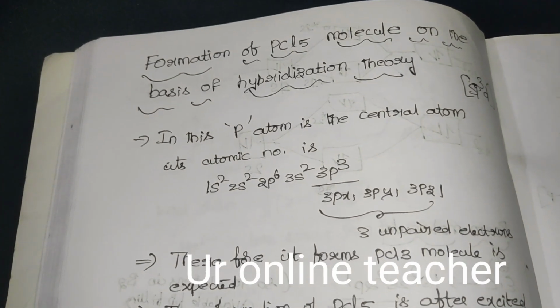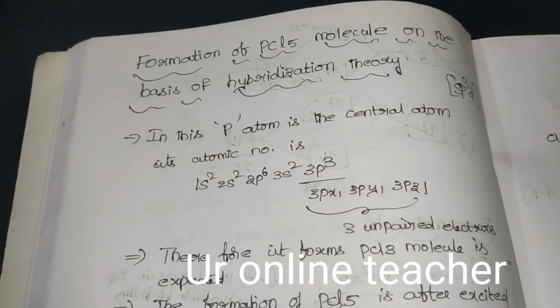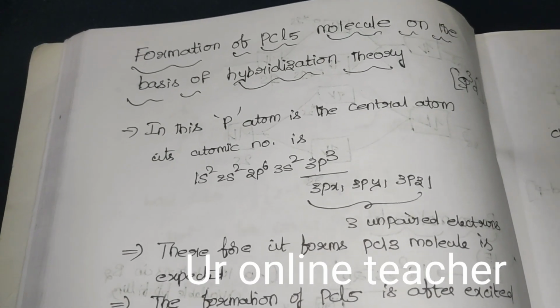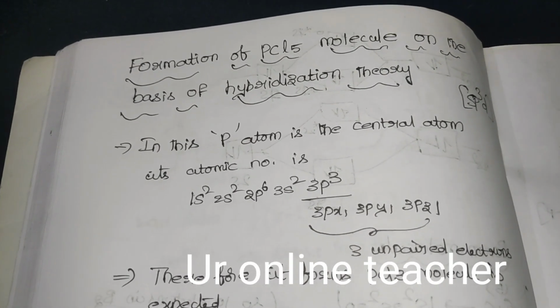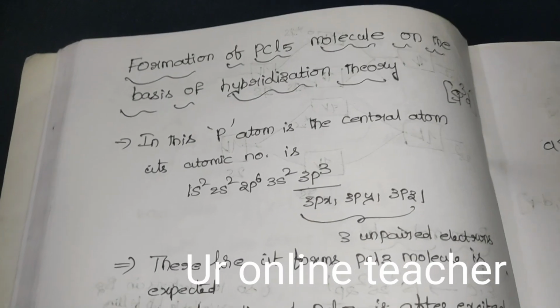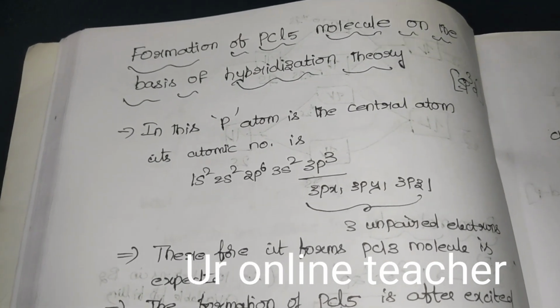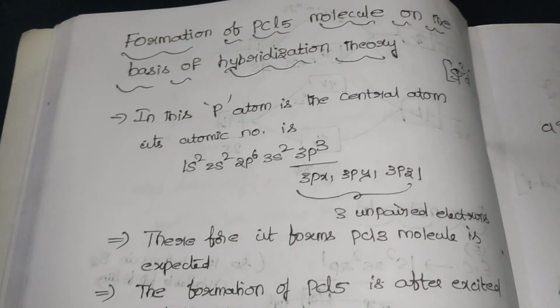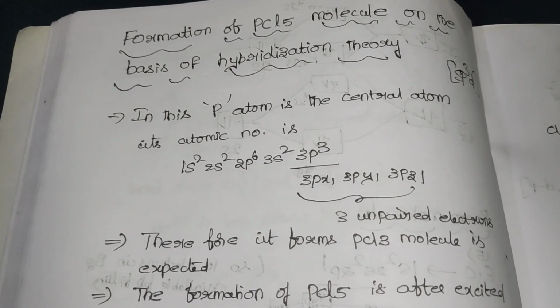Hi students, today I am going to explain how molecules are formed according to the hybridization theory. Let's first see the formation of the PCl5 molecule, and after that the SF6 molecule and the IF7 molecule, on the basis of hybridization theory. It is very easy if we understand the hybridization theory.